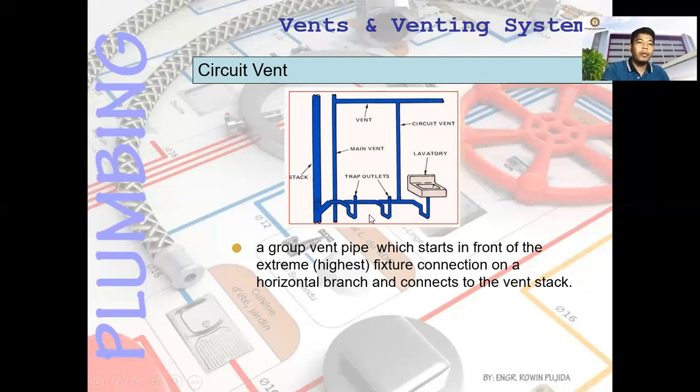If that is more than two traps, you can have your circuit vent. But if you have just two traps or two fixtures, you can use dual vent or common vent. Okay, sometimes called as loop vent. Okay, also serves battery of fixtures. So battery of fixtures meaning you have more than two fixtures arranged or aligned. Okay.